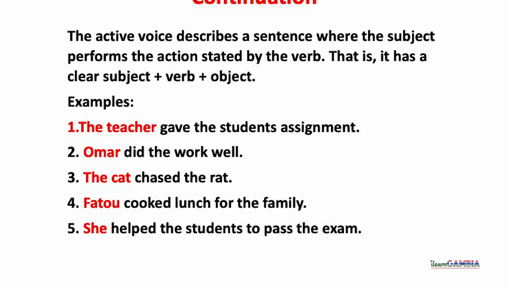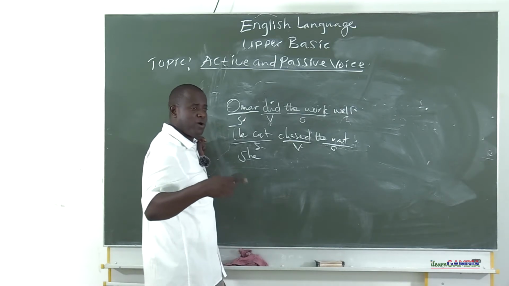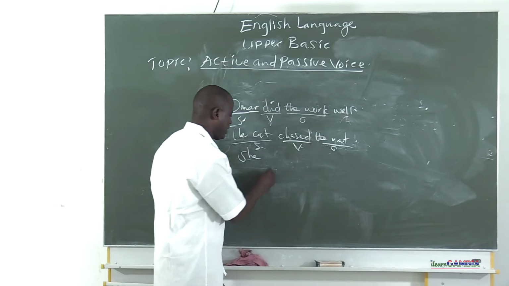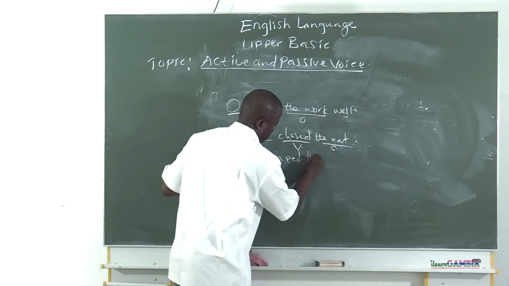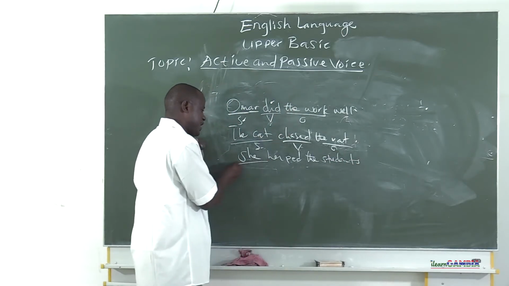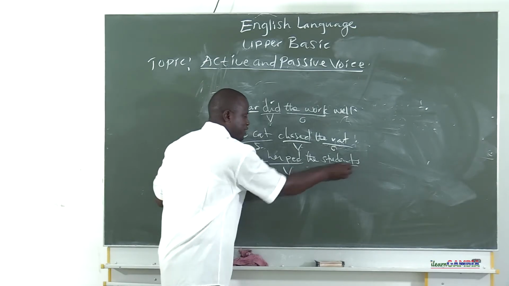Number 5, she helped the students to pass their exam. So our subject there now is a pronoun; it's no more a noun here. But as you know, a pronoun replaces a noun in a sentence. What a noun can do in a sentence, a pronoun can do the same thing. So the clear subject here is she, the verb help, and the object students.